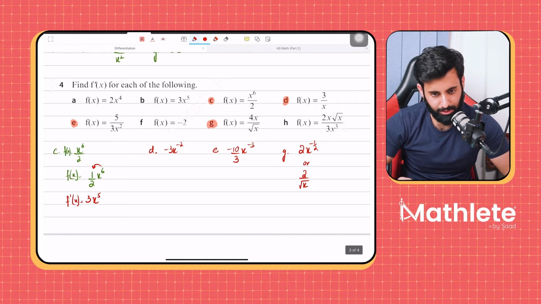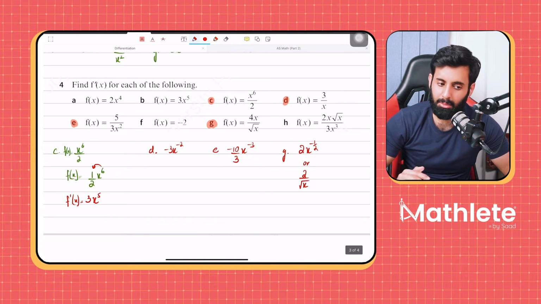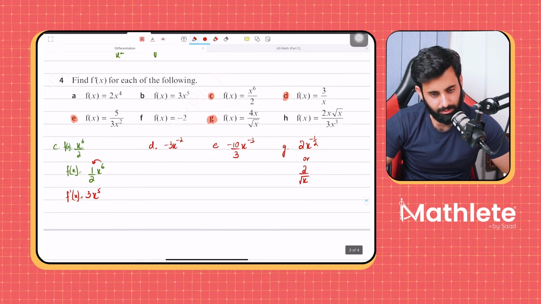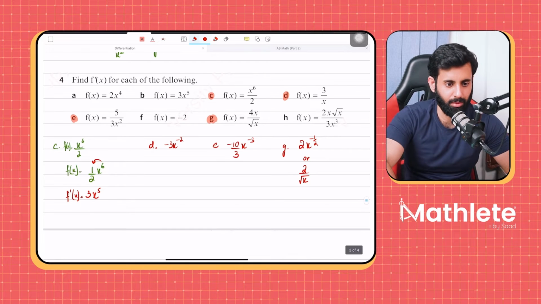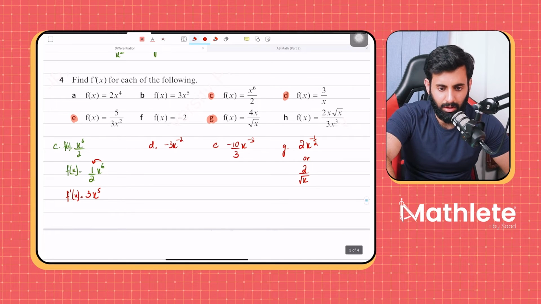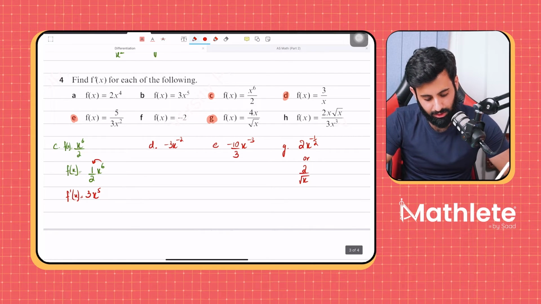Yes, Ikra, that's also perfectly all right. You can differentiate x power 6 and then multiply it by half. So nothing to worry about. Okay. Is it f inverse? No. It's not f inverse. Had it been f inverse, I would have said f inverse. This is f prime of x.